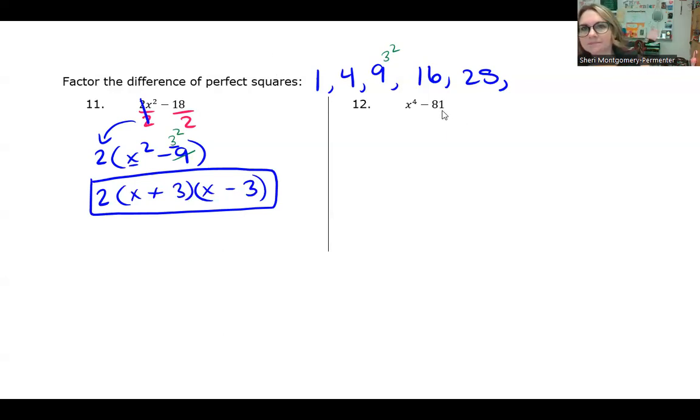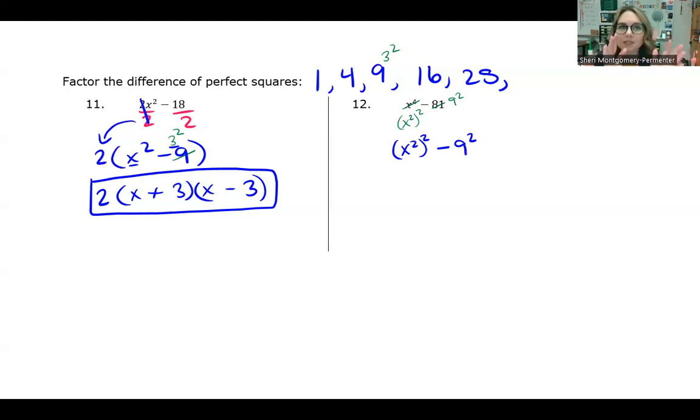And the next one. Oh, that's weird. It's actually not squared, it's the 4th. And I heard you, Logan, you are correct. 81, we could definitely rewrite that one. It's the same thing as 9 squared. But X to the 4th, you might not have thought about it, but it's the same thing as X squared, squared. That's weird, but it's true. So I'm going to rewrite this one to make it a little cleaner. So we've got X squared squared minus 9 squared.